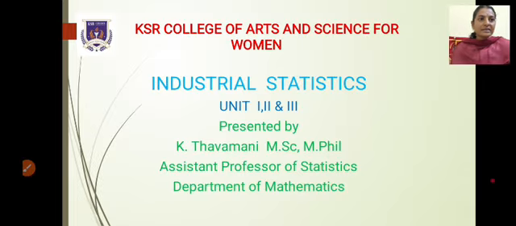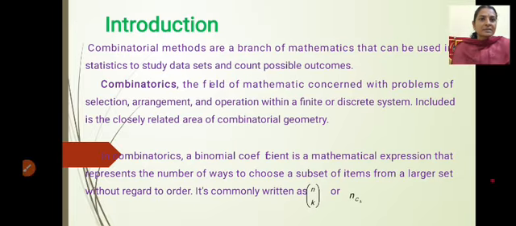In this video, we discuss industrial statistics. In industrial statistics, first we discuss the combinatorial method. What is a combinatorial method? The combinatorial method is the branch of mathematics that can be used in statistics to study data sets and count possible outcomes. Combinatorics, the field of mathematics concerned with the problem of selection, arrangement and operation within a finite or discrete system. Included is the closely related area of combinatorial geometry.